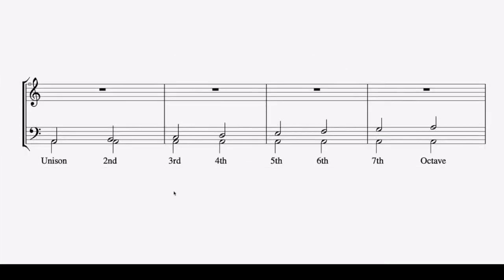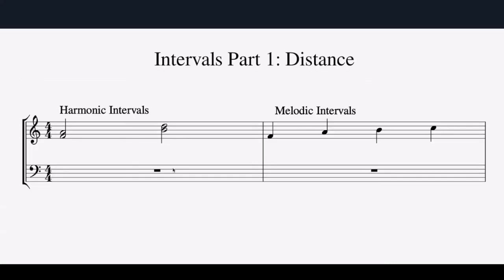When determining the distance between two pitches, we count the first note or the bottom note that we're starting on, all the pitches in between, and the ending note. Take a look at this first measure. If we were to determine the distance between this F and this A, we would do it like this. F, G, A. That's a third. We count the starting pitch, the ending pitch, and any notes that would fall in between.